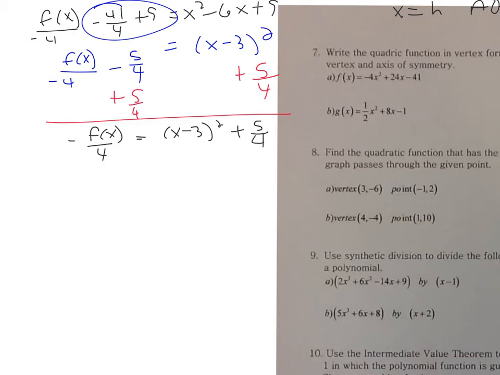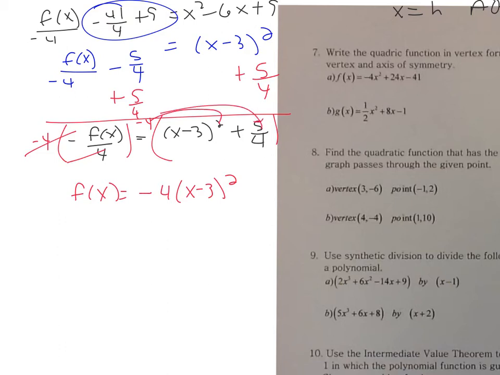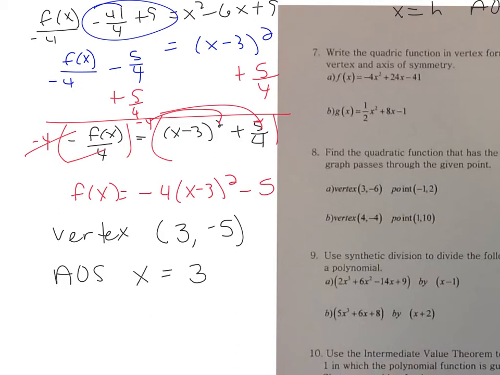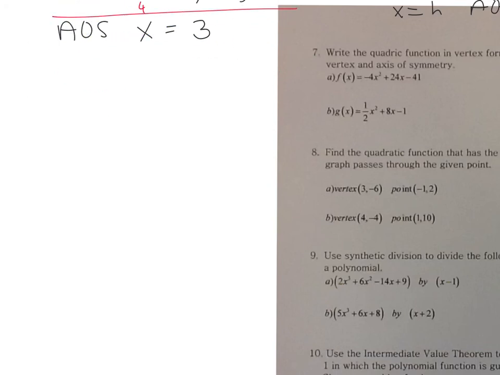All right, so now to get rid of the negative 4, we have to multiply both sides by negative 4. Make sure you distribute. So that cancels out. So we have f of x is equal to negative 4 times x minus 3 squared. And then negative 4 times 5/4 will be negative 5. All right, so my vertex is (3, negative 5), and my axis of symmetry is x is equal to 3. Okay, so let's try 7b.